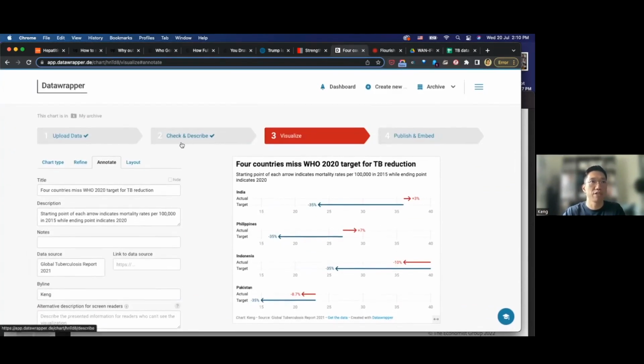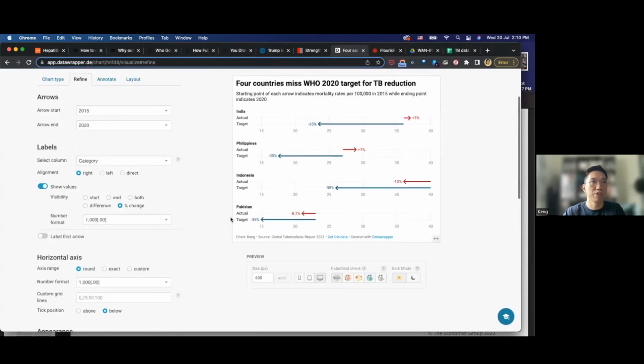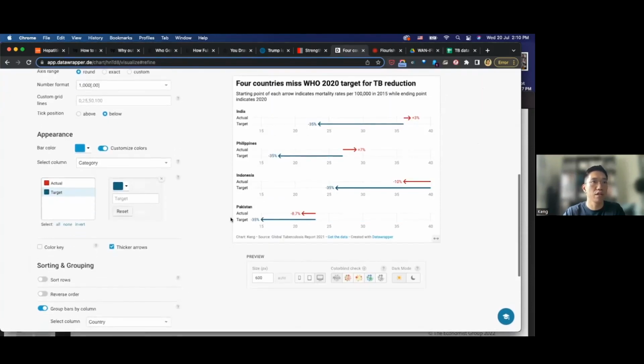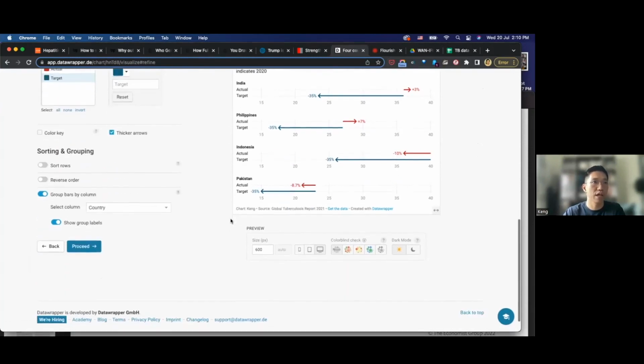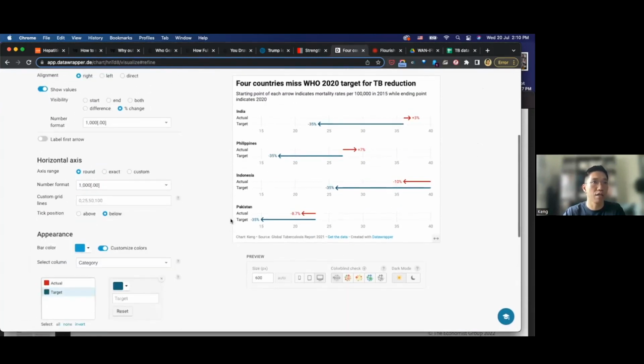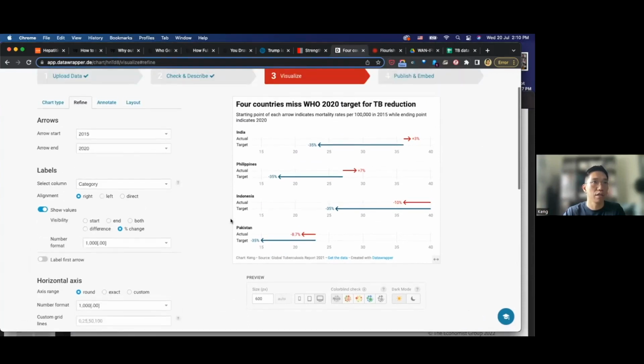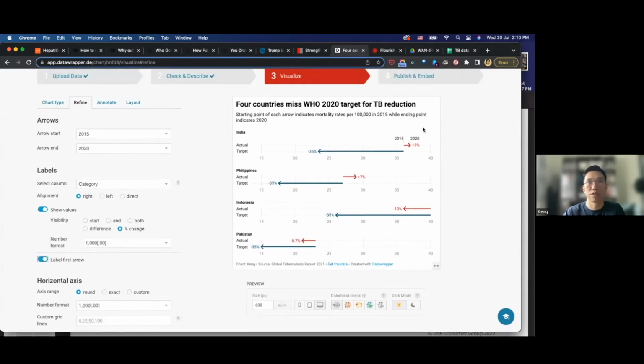One thing I missed just now was I want to show the year in like this, showing that this is 2015 and 2020. I can do that by clicking label first arrow. So now you see that this is 2015, this is 2020, right? It only labels the first arrow. So it helps readers to understand that, oh, this is how you read the arrows.